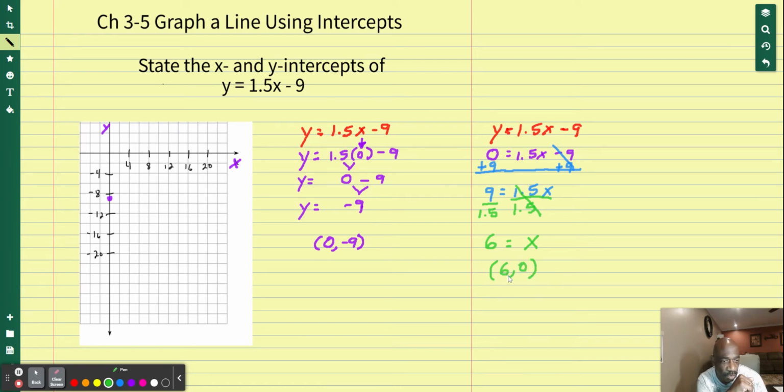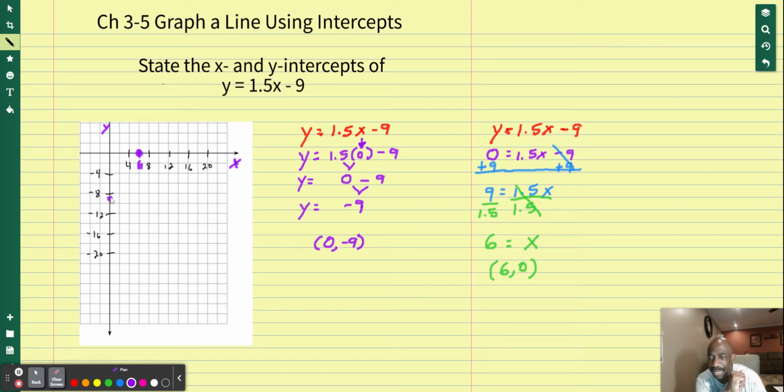The number 6 has to go first because the x coordinate comes first in this ordered pair, (x, y). So that would be, this is 4, this is 8. So 6 must be here, right there. That's what 6 would be. So I'm going to put my dot right there.